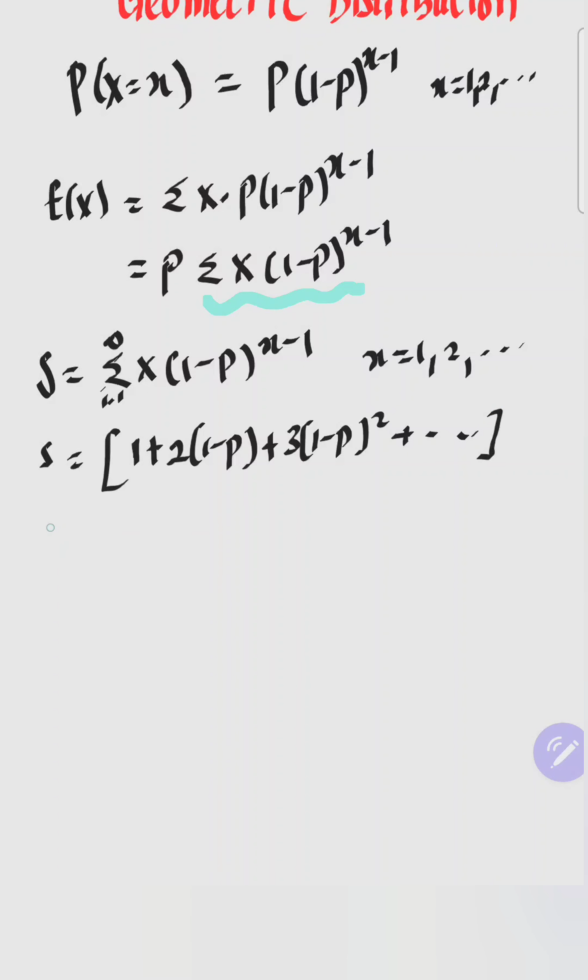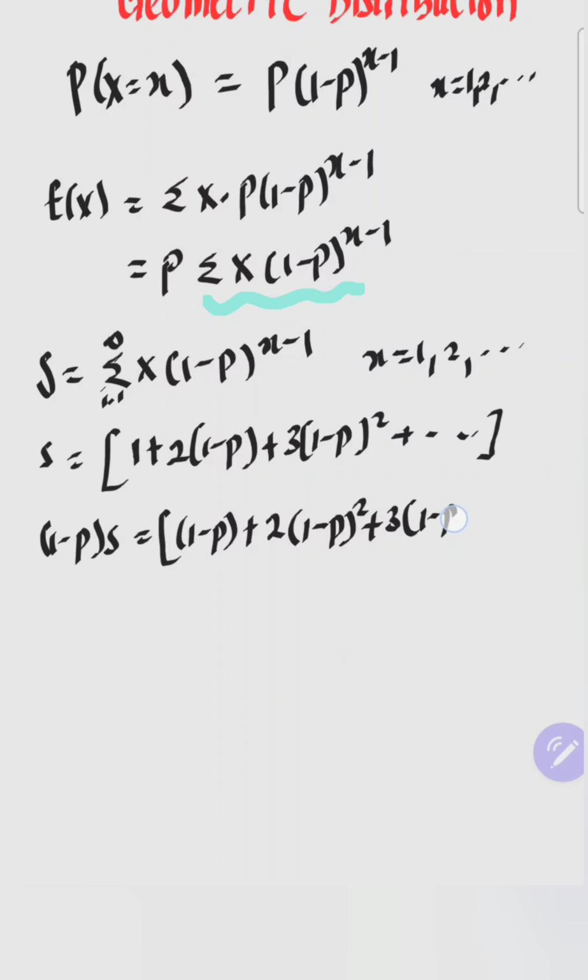Now, you're going to have the second equation by multiplying by 1 - p, that is multiplying s by the coefficient 1 - p. So here you have the first term to be (1 - p), plus the second term to be 2(1 - p)^2, plus the third term to be 3(1 - p)^3, continuing like that.